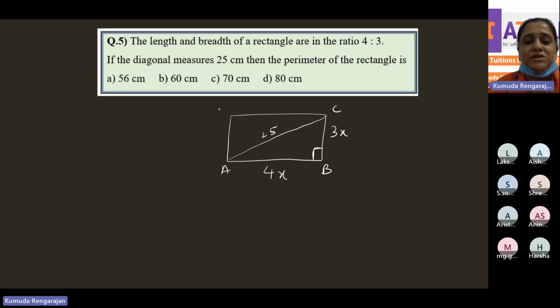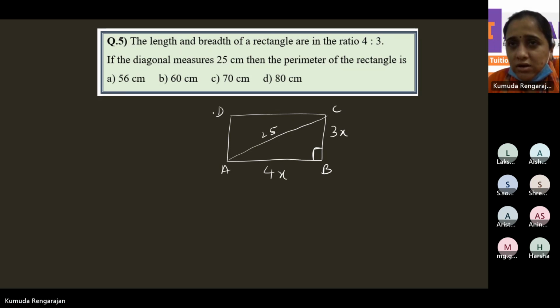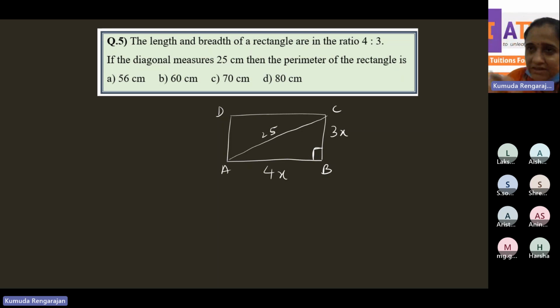You need to connect the information you have through an equation. You need to connect these three things and construct an equation. So again, we have a right triangle ABC, because in a rectangle, every corner is a right angle. Which side is the hypotenuse? AC is the hypotenuse.